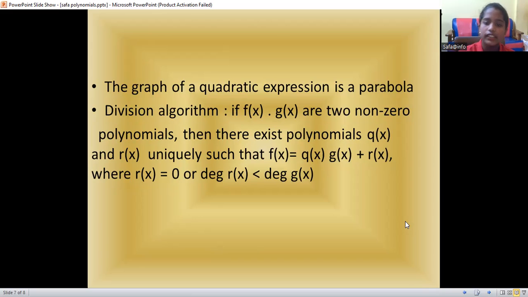We can use this, suppose if we take an example of 2x square plus 3x square minus 4y divided by x minus 2. If we got the coefficient and want to check, then we can use this formula.